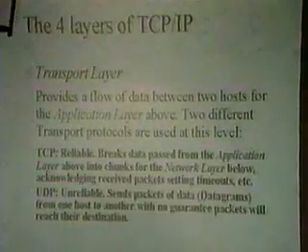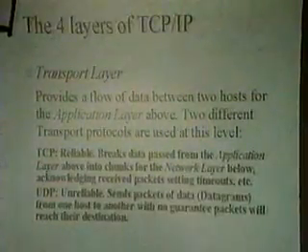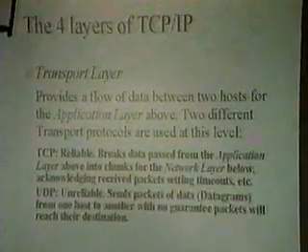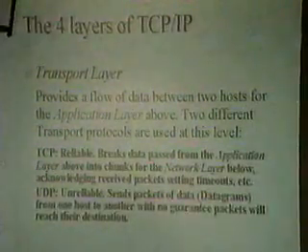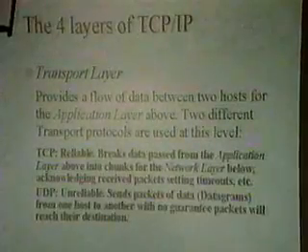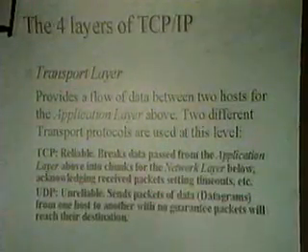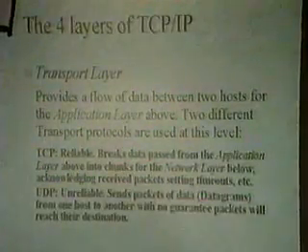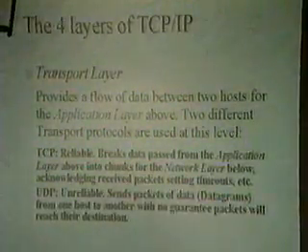Moving on up, the third layer, which is the transport layer. This provides a flow of data between 2 hosts for the application layer above. 2 different transport protocols are used at this level. I'll give you a brief description right now. We're going to go a little bit further in depth into those in a few minutes. It uses both TCP and UDP, as I mentioned a few minutes ago.